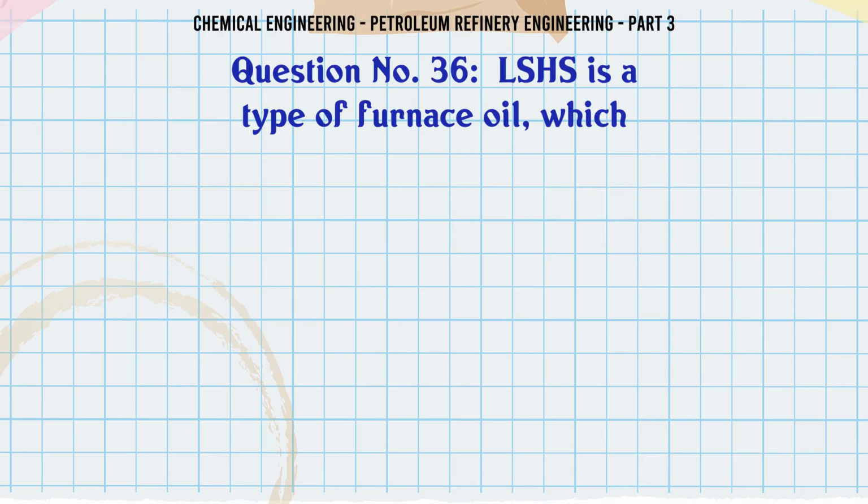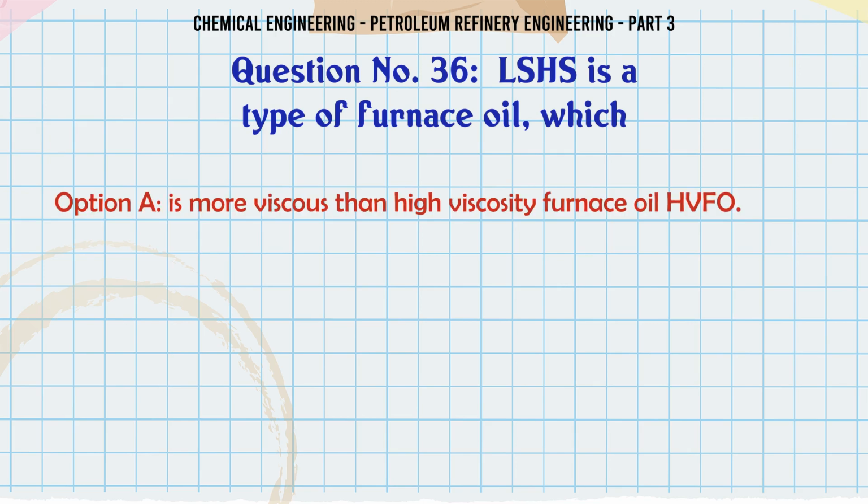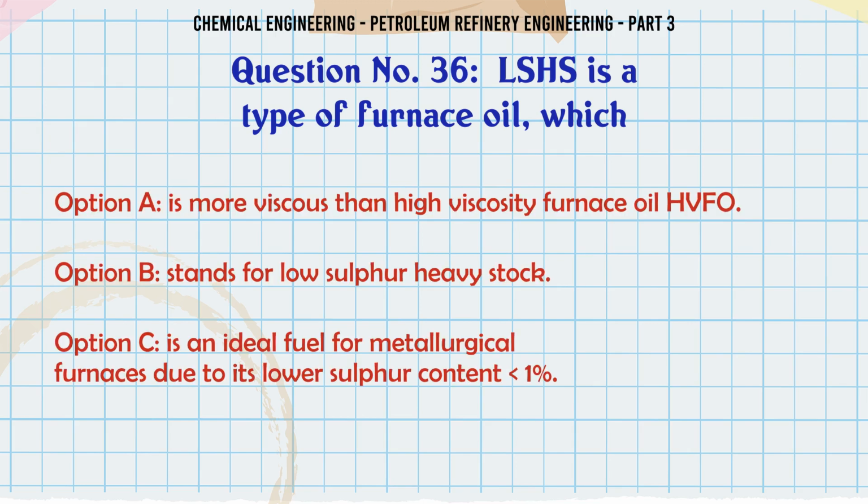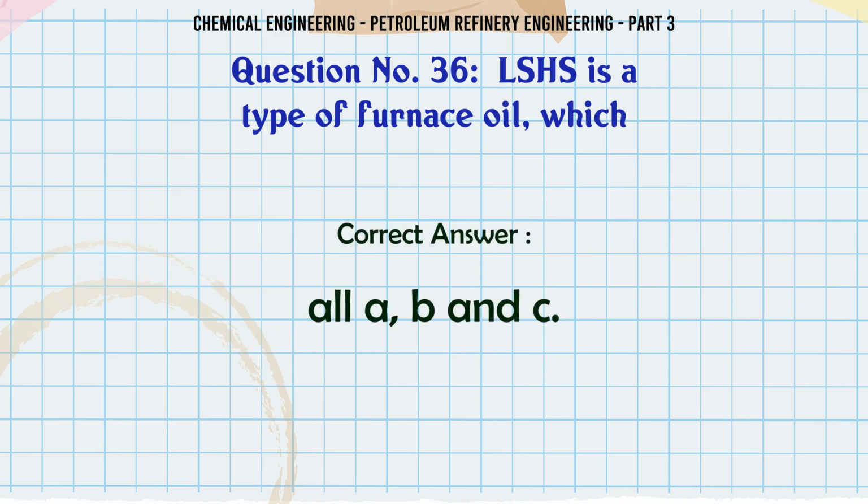LSHS is a type of furnace oil which A. is more viscous than high viscosity furnace oil, HVFO. B. stands for low sulfur heavy stock. C. is an ideal fuel for metallurgical furnaces due to its lower sulfur content. D. All A, B, and C. The correct answer is all A, B, and C.